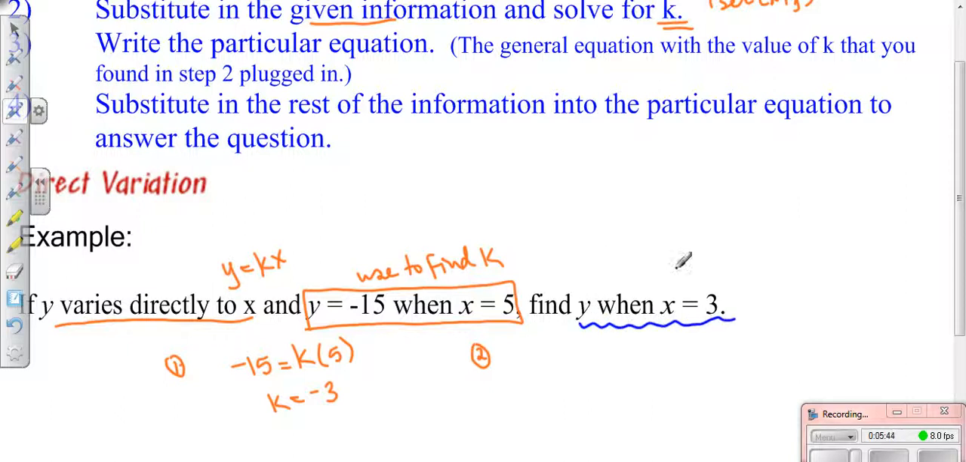So then step 2, it says find y. So this is the second situation, so I want to know y when this is my constant now, negative 3, and x is that value. And that makes y negative 9.